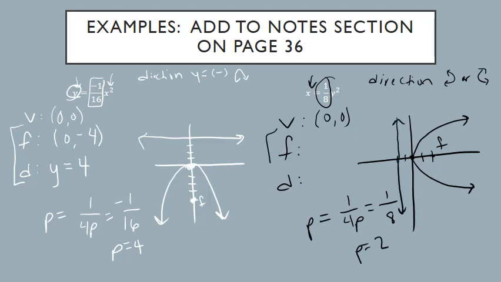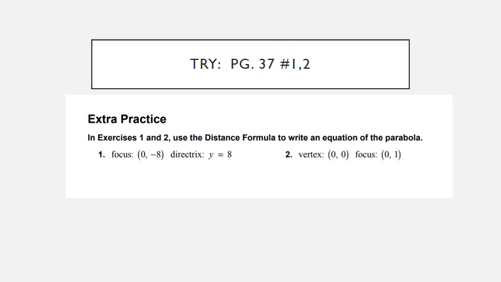Okay, so the focus then is going to be at the point, and again we'll just read it off, so it'll be at the point (2, 0), and the directrix will be at the line x equals, because it's a vertical line, -2. Okay, and this is on page 37, numbers 1 and 2 at the bottom. Once you're able to understand the concept of graphing, and with just those 3 pieces, you should be able to create equations.